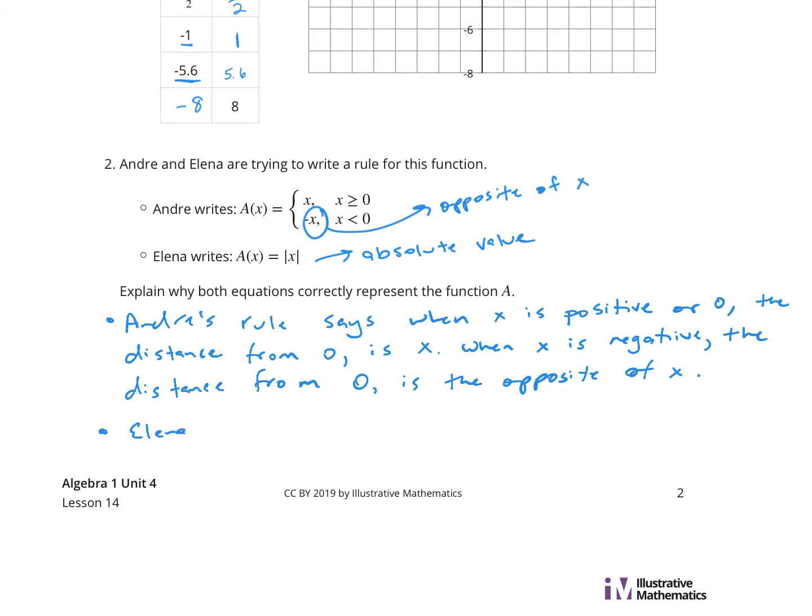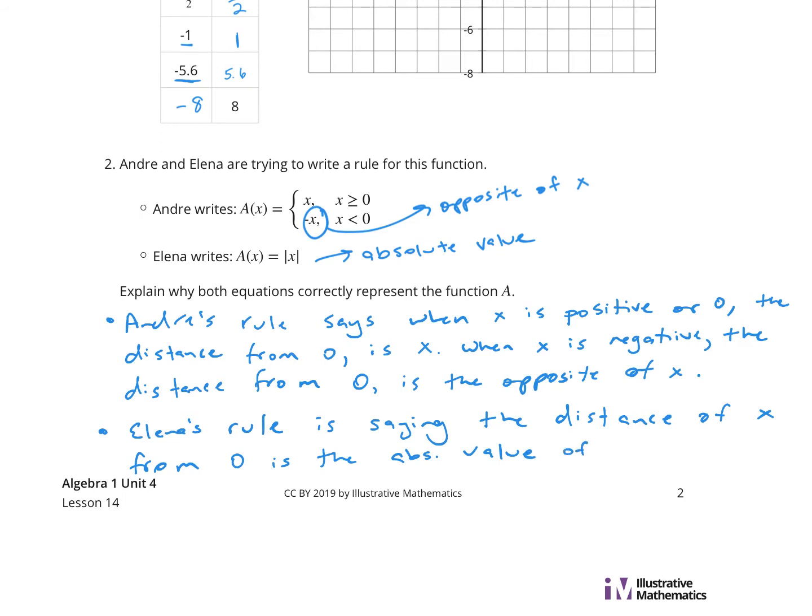So Elena's rule is saying the distance of x from 0 is the absolute value of x, which is always positive.